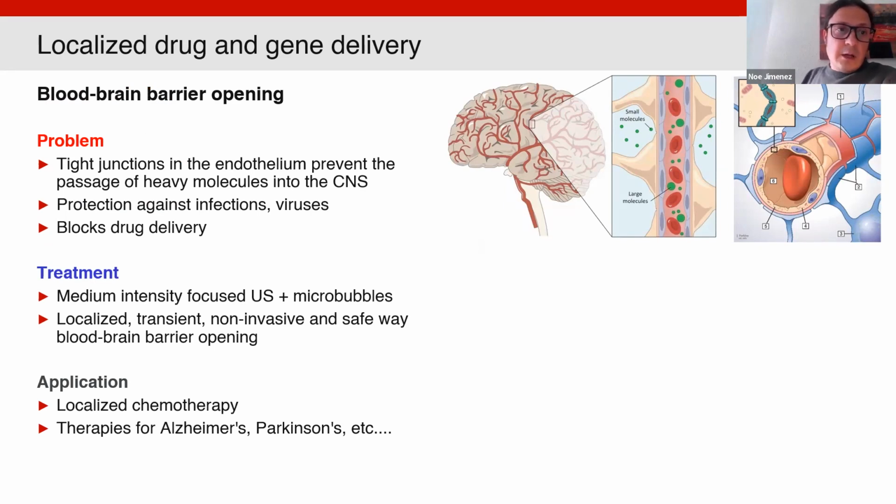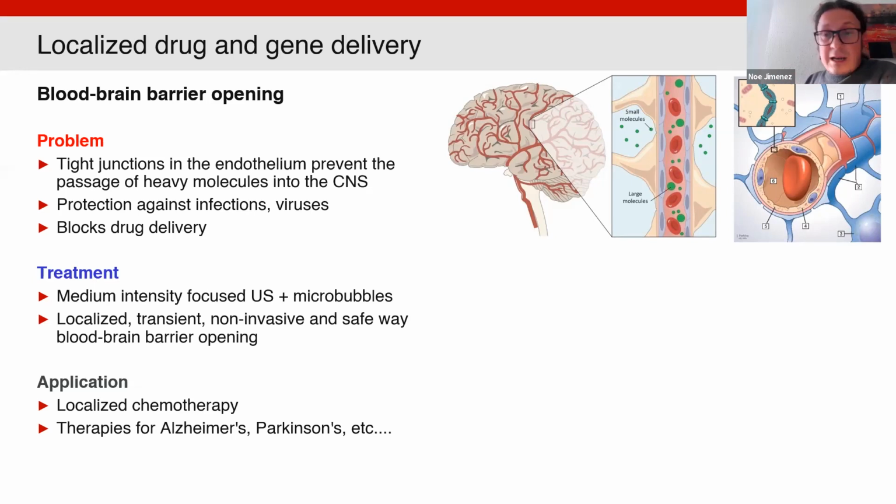For example, we actually have a defense mechanism, which is the blood-brain barrier, a protection mechanism that protects us against infection and viruses, and actually it's part of the endothelium, which is how the endothelium is configured. And these tight junctions between the endothelial cells prevent the passage of heavy molecules.